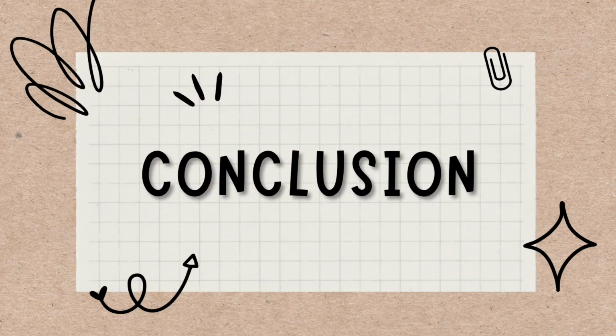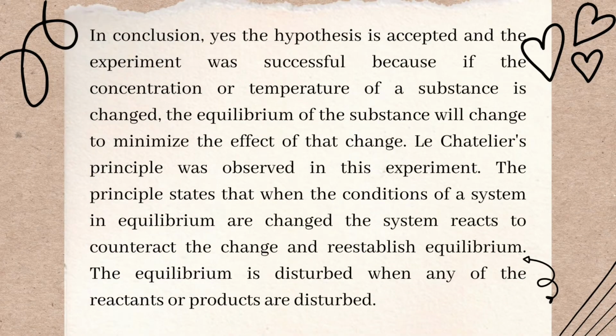In conclusion, yes, the hypothesis is accepted and the experiment was successful because if the concentration or temperature of a substance is changed, the equilibrium of the substance will change to minimize the effect of that change. Le Chatelier's principle was observed in this experiment. The principle states that when the conditions of a system in equilibrium are changed, the system reacts to counteract the change and re-establish equilibrium. The equilibrium is disturbed when any of the reactants or products are disturbed.